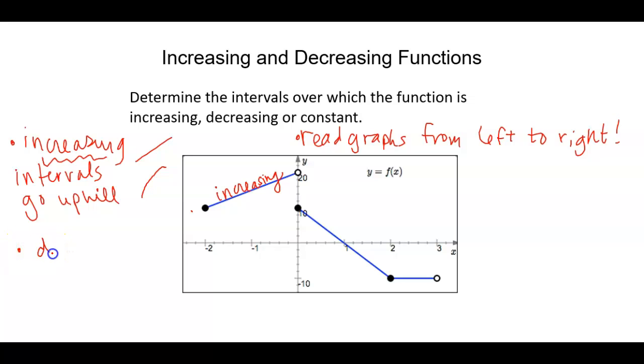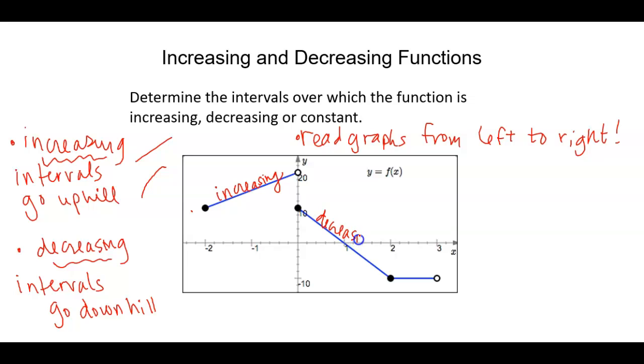Okay. Decreasing intervals, you guessed it, they go downhill. And again, we've got to make sure we're reading our graph from left to right. So this section right here is decreasing. And then we have constant sections of our graph, and the constant sections, or constant intervals, are going to be horizontal lines on our graph.